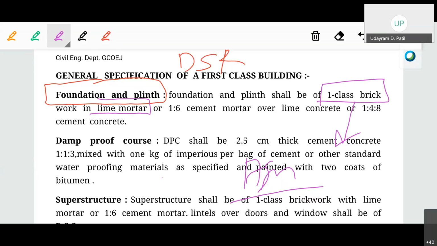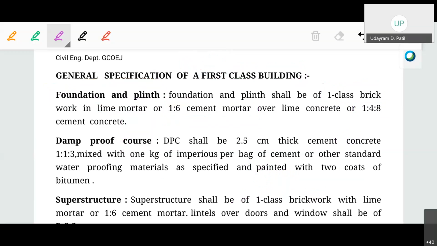Okay, in case of the lime mortar or 1:6 cement mortar. Okay, again as this is for the first class building, then the particular proportion might be 1:6 lime mortar or 1:6 cement mortar, depending upon जे काही तुमचं पर्टिक्युलर अवेलेबल मॉर्टर असेल, इन केस ऑफ द लोकल किंवा जो काही लोकल ट्रेंड असेल. Depending upon that, either the lime mortar can be used or the cement mortar can be used. Okay. Work in lime mortar, okay, or the 1:4 cement mortar over the lime concrete, or 1:4 cement concrete. Okay, so again the proportion is given in the different methods which can be used.